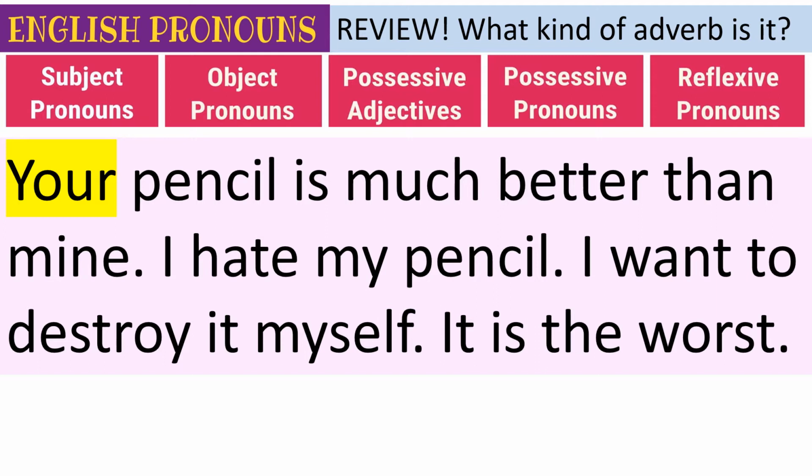Your pencil is much better than mine. Pause if you want to think. That, of course, is a possessive adjective because your is showing possession, but it is describing the pencil. Your pencil is much better than mine. Pause if you want to think. That is, of course, a possessive pronoun. It shows possession, but it is on its own.